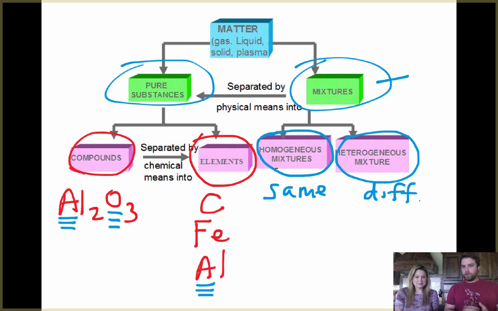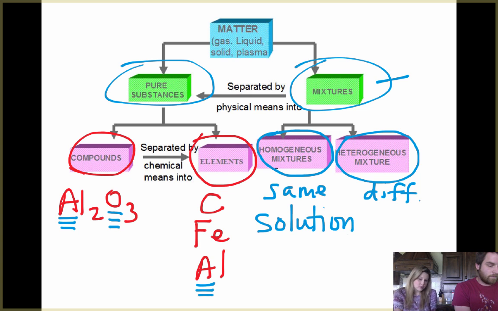So, okay, heterogeneous mixture, different. Homogeneous mixture, same. Another word for homogeneous mixture is a solution. Yep, which means something dissolved in water. So like salt water would be a solution, sugar water, vitamin water, things like that.